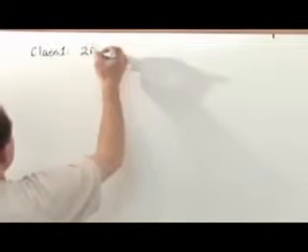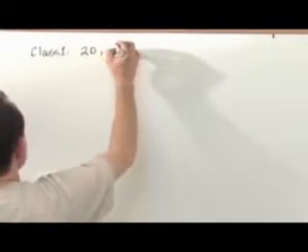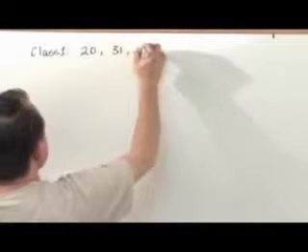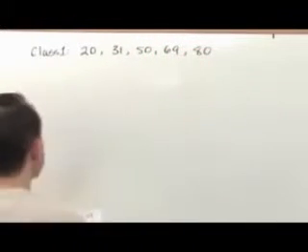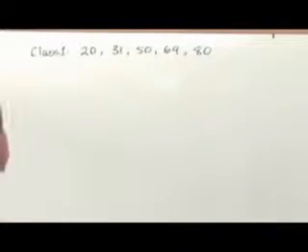Let's say class number 1 consists of the following grades: 20, 31, 50, 69, and 80. Okay? Now let's just calculate the mean value. Let's see what this is, okay?